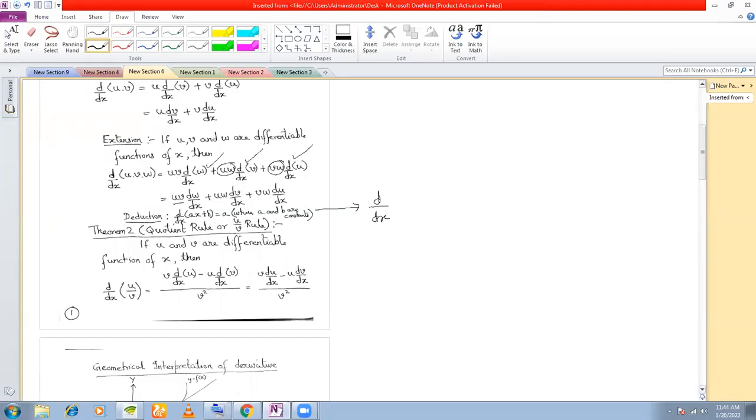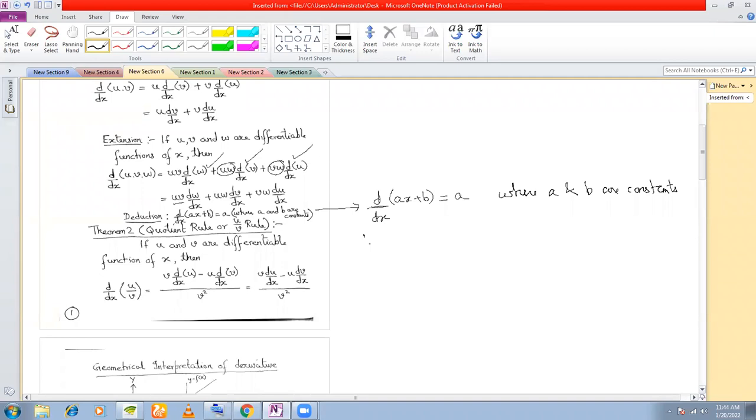A very important deduction of this is that the differentiation of any linear polynomial ax plus b is always equal to a, where a and b are constants. This is a very important rule. It will help you a lot if you remember, even later on, where a and b are constants.